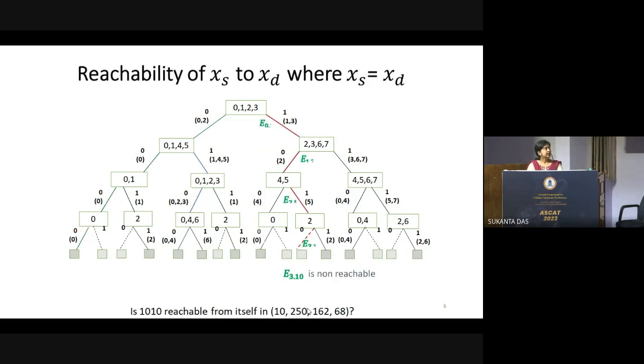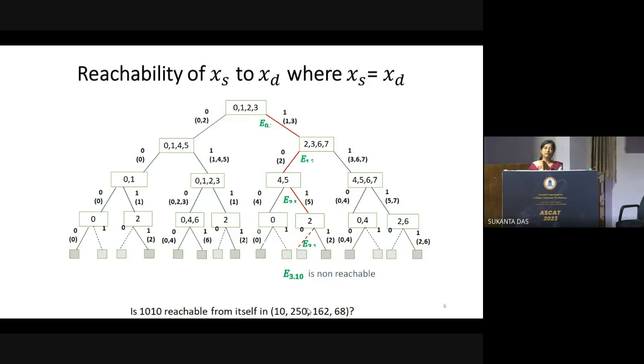So let's take the example here. Here 1010 is a configuration. The question comes: is it reachable from itself? Just look at the edge sequence of 1010: E0.1, E1.1, E2.5, and in this case E3.10. Now E3.10 is called a non-reachable edge.